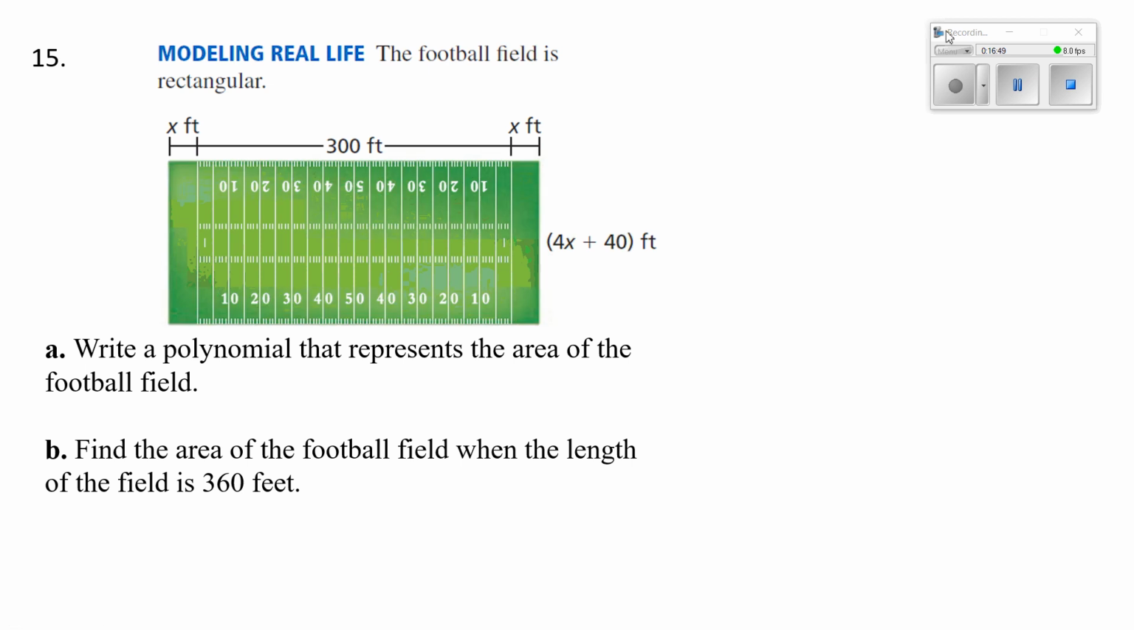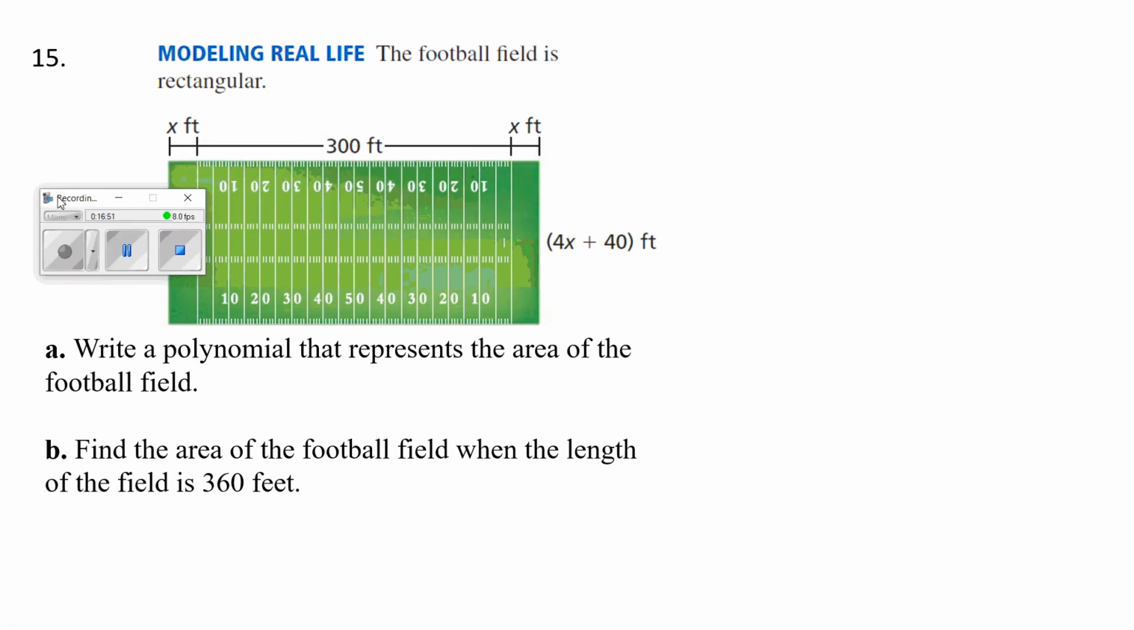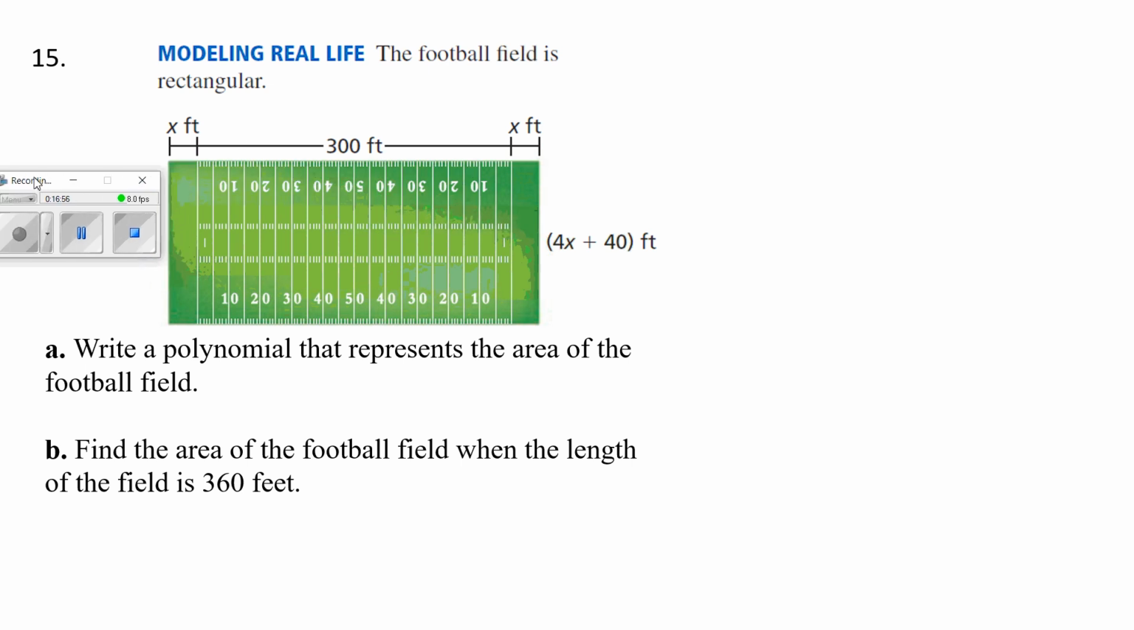This is a word problem. This one says the football field is rectangular. It also says to write a polynomial that represents the area of the football field. Well, the area is length times width, right? So we're going to take 4x plus 40 and multiply it by 300 plus 2x. So we have 2x plus 300, which represents the top, times 4x plus 40.